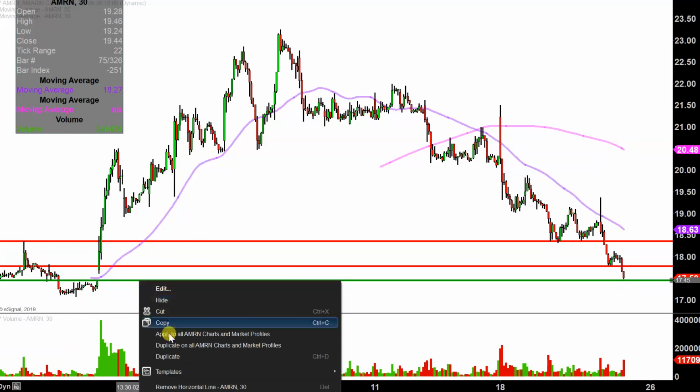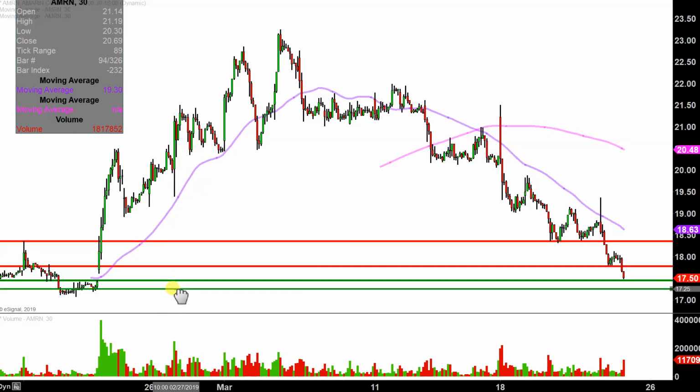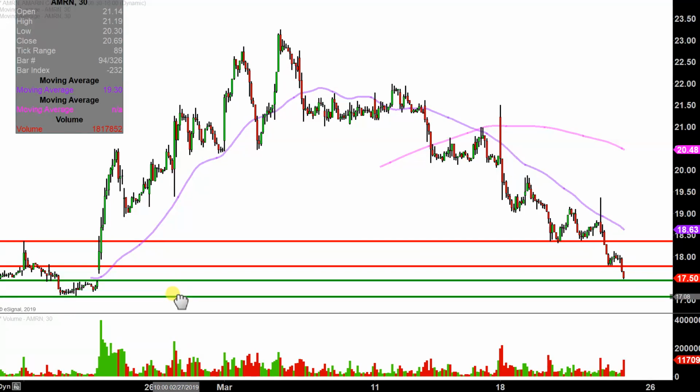If this 1745-ish area cannot hold, the next key level of support is down there around $17.10. And just so you can see where exactly that's coming from, 1710 was these lows from here. So right here, our initial level, that gap closed, but then the 1710 is from this area right down here. So we'll see what happens with it.